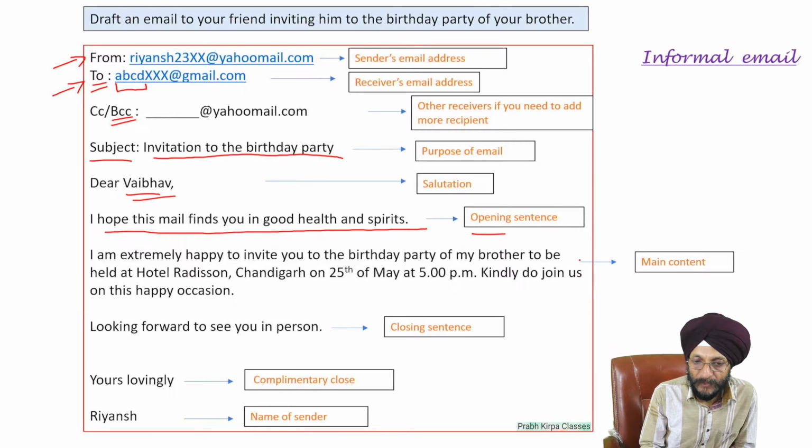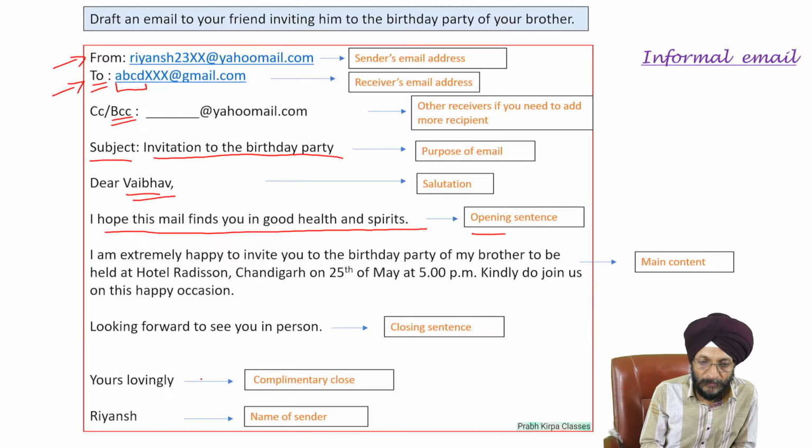Then comes the main content. I am extremely happy to invite you to the birthday party of my brother, to be held at Hotel Radisson, Chandigarh, on 25th of May at 5 p.m. Kindly do join us on this happy occasion. Looking forward to see you in person. This is the closing sentence.